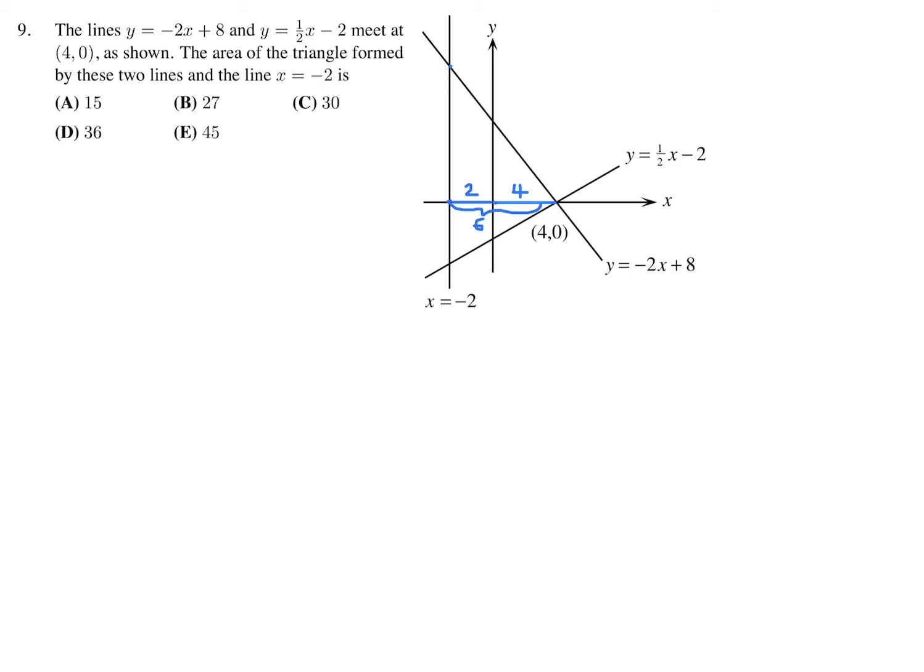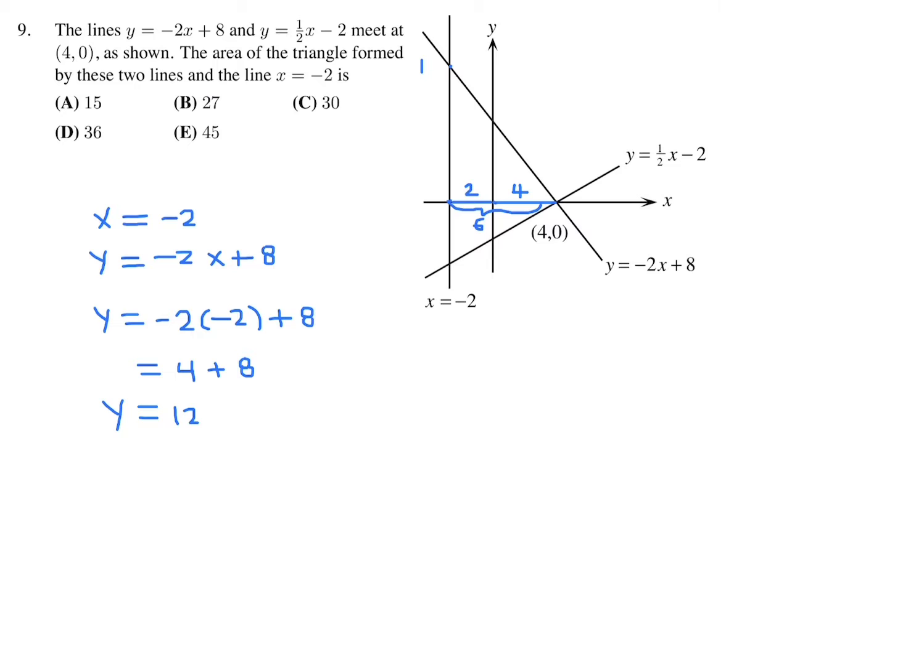I can figure that out with the following two equations, x equals minus 2, and what's the other one? Y is equal to minus 2x plus 8. So substitute x equals minus 2 into this one. We get minus 2 times minus 2 plus 8. So that looks like 4 plus 8, and that is 12. So y equals 12, so this is 12 right here. So that means the distance from here to here is 12.